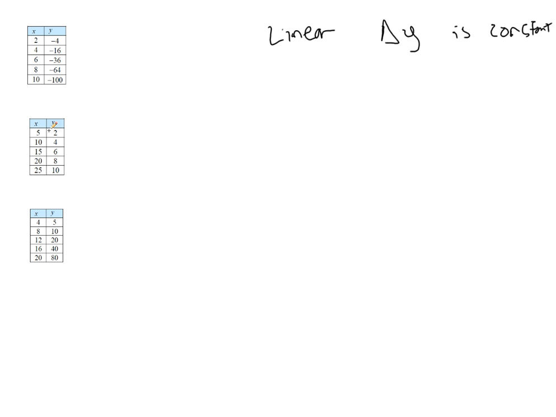So these go 2, 4, 6, 8, 10. These go 5, 10, 15, 20, 25. These go 4, 8, 12, 16, 20. So they're all equally spaced. For equally spaced inputs, if it's linear, the change in y should be constant.